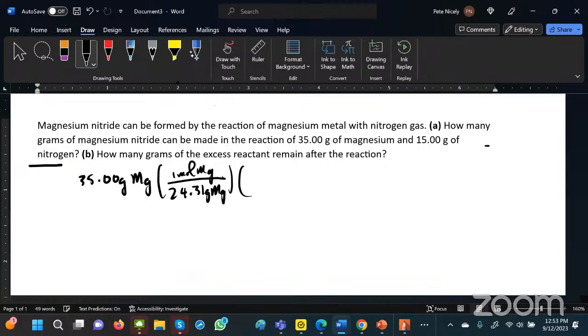And then we look now at the mole ratio between the magnesium and the nitrogen. I erased it, but if I remember correctly, it's 3 moles of nitrogen to 1 mole of magnesium. So I'm going to put 3 moles of nitrogen above and 1 mole of magnesium below. The final step is that we convert moles of nitrogen to grams. So we're going to have 1 mole of nitrogen down here, and above you're going to have 28.02 grams of nitrogen. Then we do the number crunching. So 35 divided by 24.31 times 3 times 28.02.